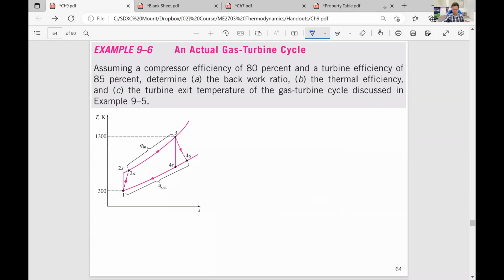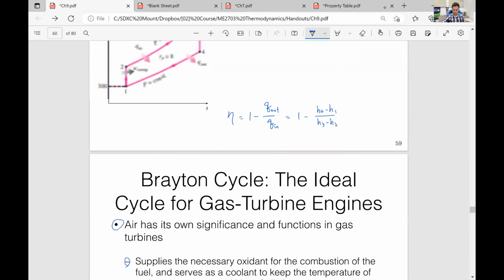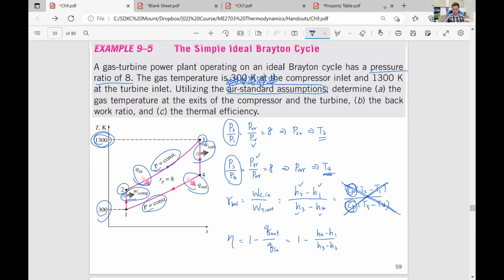All right, so let's try this one. This example is kind of a follow-up from the last example. This is an ideal case, ideal Brayton cycle. So 1 to 2, 3 to 4, they are isentropic. So this T2 and this T4 is actually T2S and T4S.